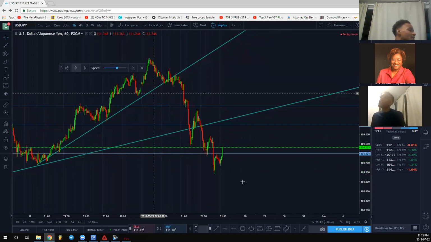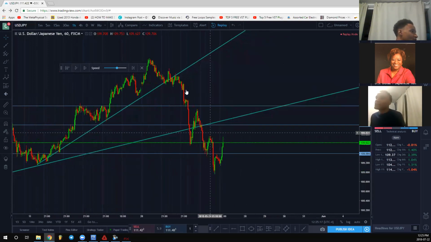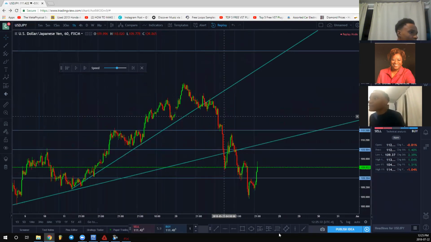So because we're in a downtrend now, we got our high, we got a low, we got a lower high, we got a lower low, lower high, lower low, lower high, lower low. We have a valid trend line that we can draw. So we'll grab our ray, and we'll go from here to here.